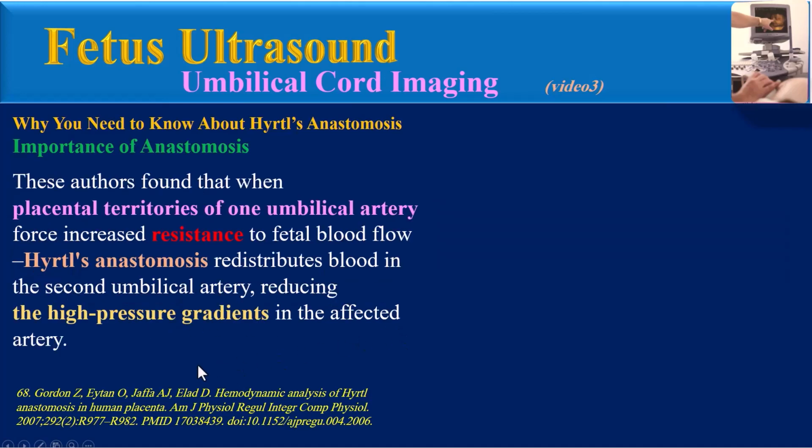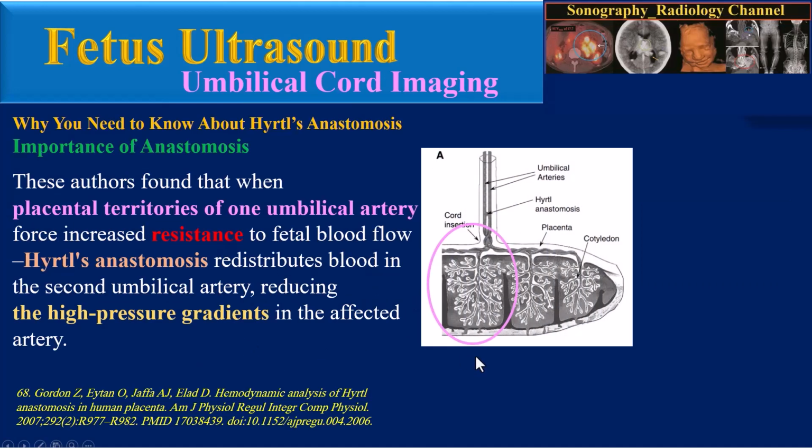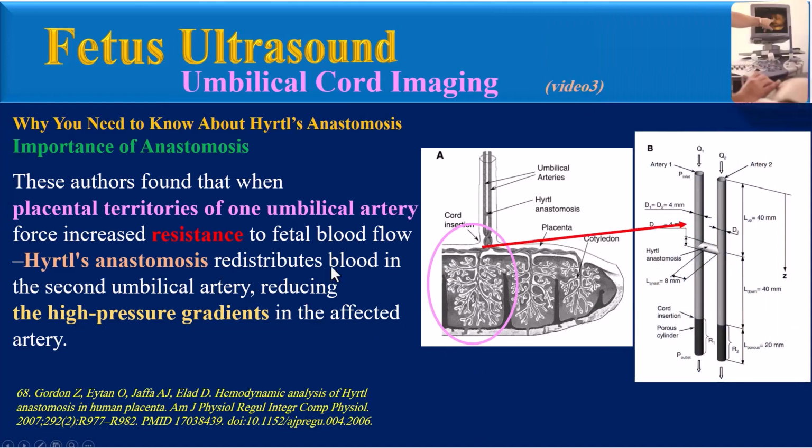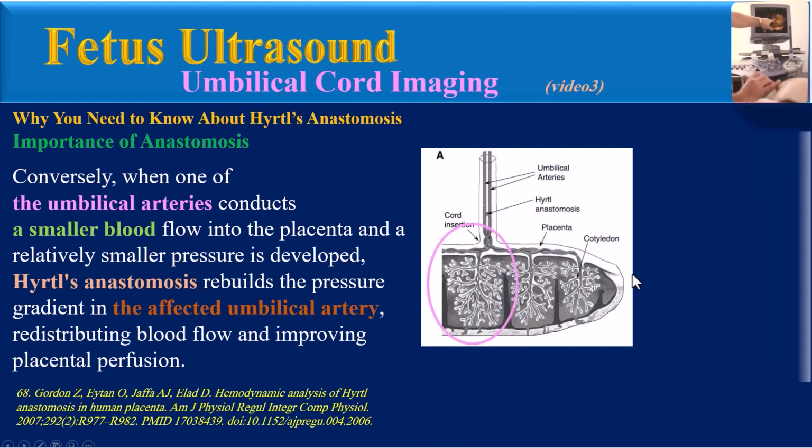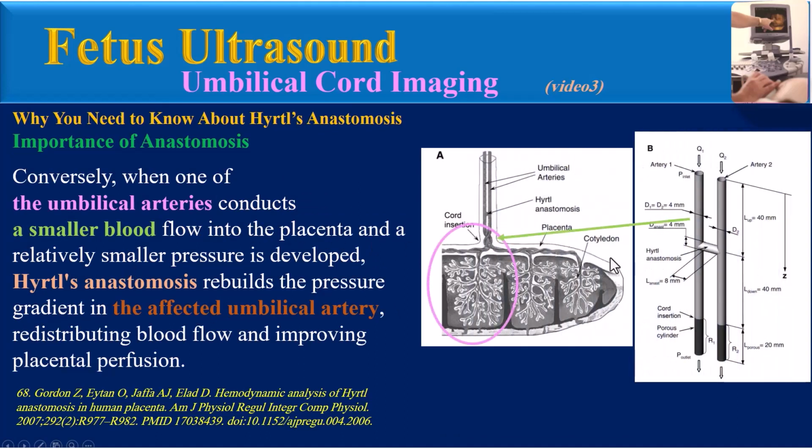These authors found that when placental territories of one umbilical artery force increased resistance to the fetal blood flow, Hyrtl anastomosis redistributes blood in the second umbilical artery, reducing the high pressure gradient in the affected artery. Conversely, when one of the umbilical arteries conducts a smaller blood flow into the placenta and a relatively smaller pressure is developed, Hyrtl anastomosis rebuilds the pressure gradient in the affected umbilical artery, redistributing blood flow and improving placental perfusion.